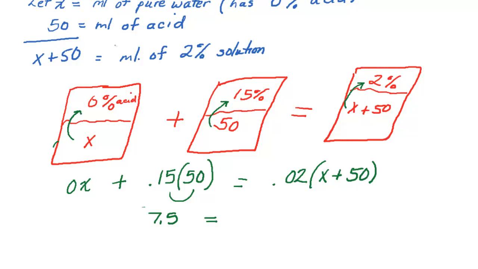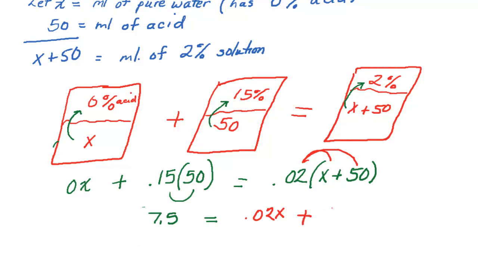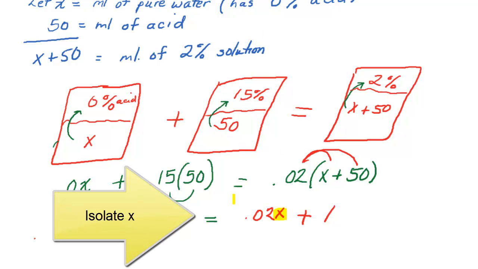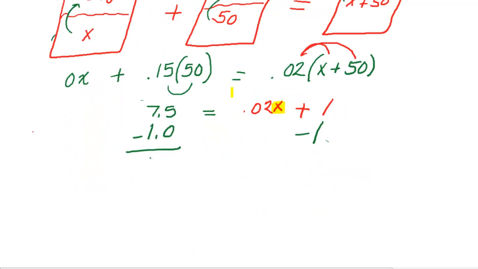Okay, so no acid in the first beaker. 7.5 is what I have in acid in the second beaker. And now I'm going to distribute to get my acid in the third beaker. So now after I've distributed the 0.02 by multiplying times X and times 50, I need to isolate X. I need to get X on its own on one side of the equal. So I'm going to move the 1 over, and I can only do that legally by subtracting 1 from both sides. Notice how I lined up the decimal points over here.